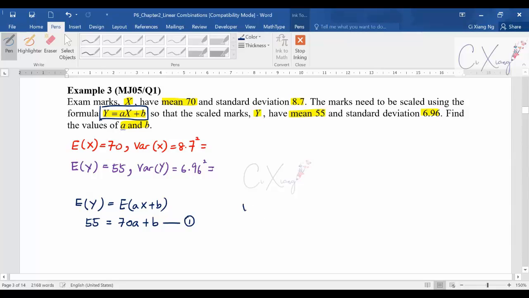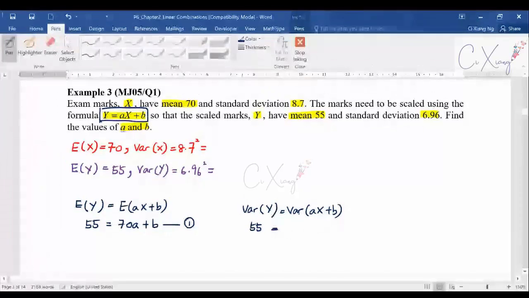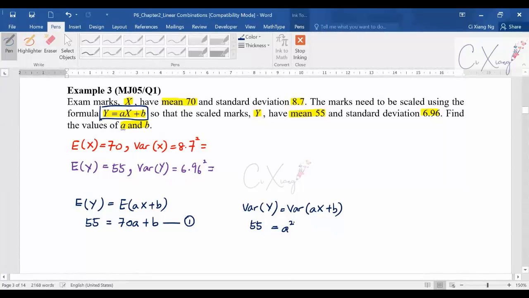And then the second equation that you can form is you are going to use the variance. So variance y equals variance of ax plus b. What's the value for variance y? What is the value for variance ax? You pull out the a, it becomes a squared, and then you multiply with variance x, which is 8.7 squared. Oh, sorry, I made a mistake here. The variance y should be 6.96 squared. Okay, so this is the second equation.